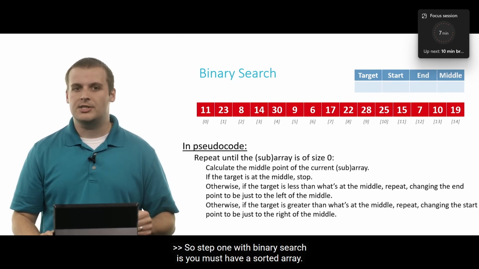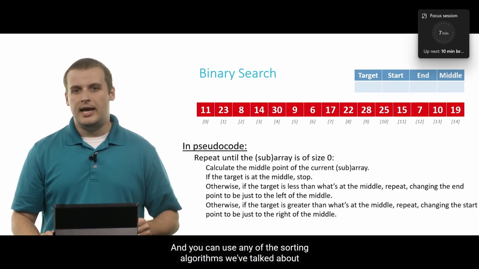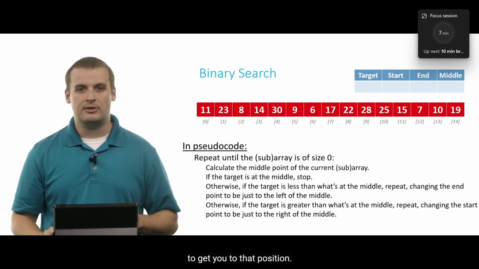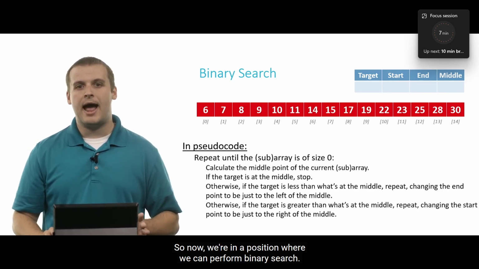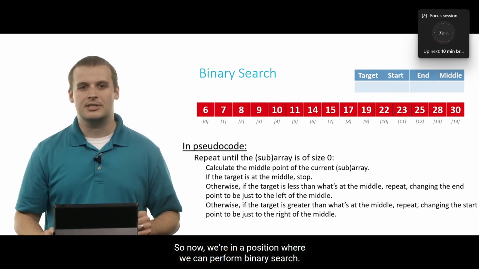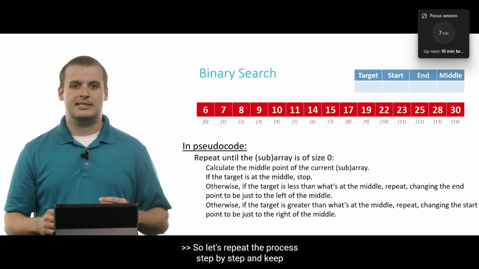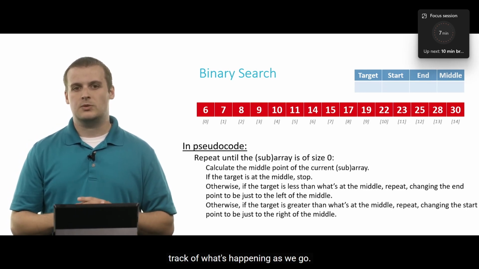So step one with binary search is you must have a sorted array, and you can use any of the sorting algorithms we've talked about to get you to that position. So now we're in a position where we can perform binary search. So let's repeat the process step by step and keep track of what's happening as we go.